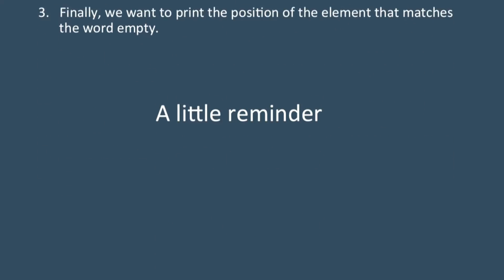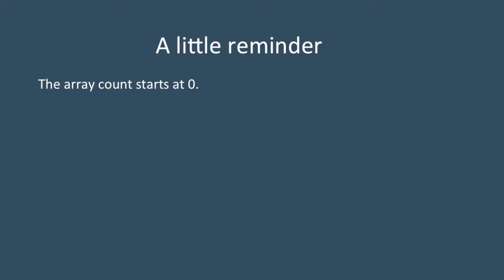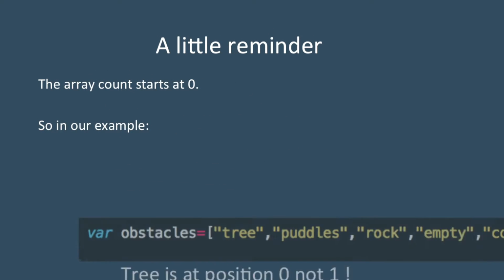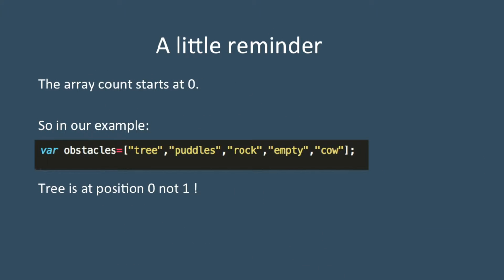Before we start, a little reminder. The array count starts at 0. So in our example, tree is at position 0, not 1.